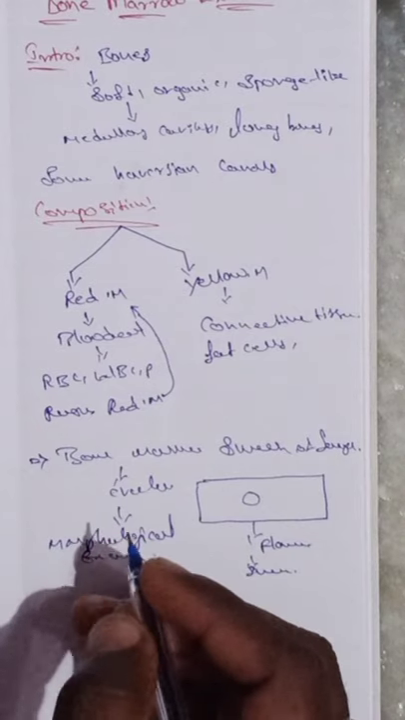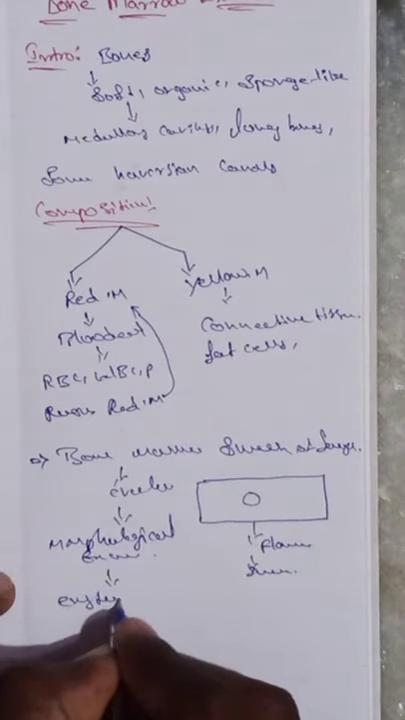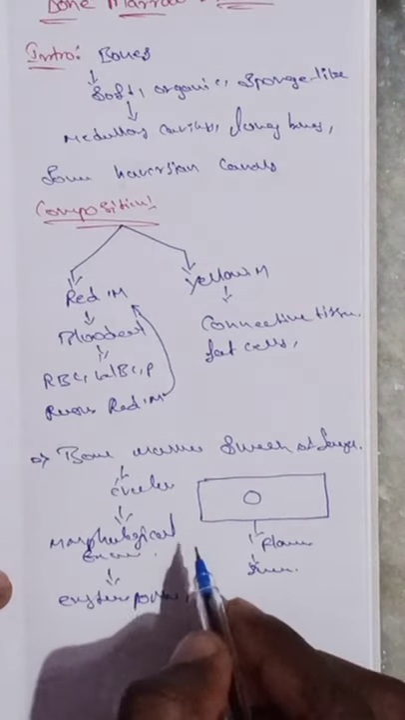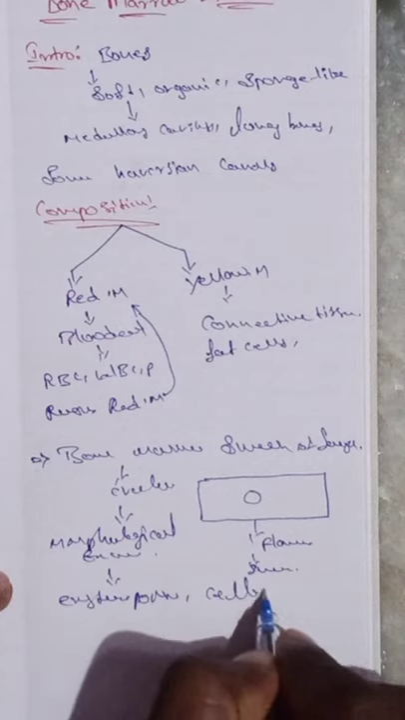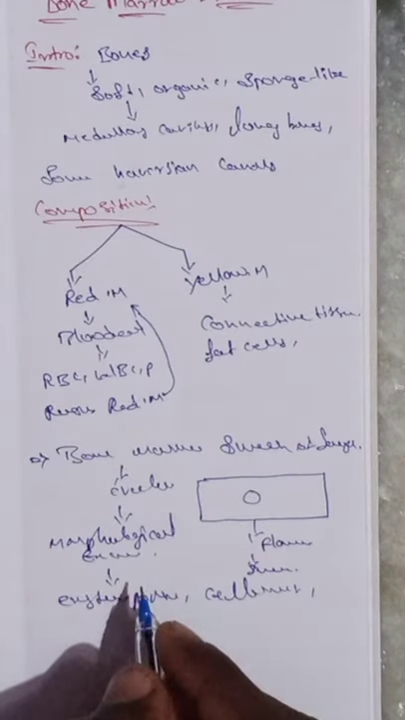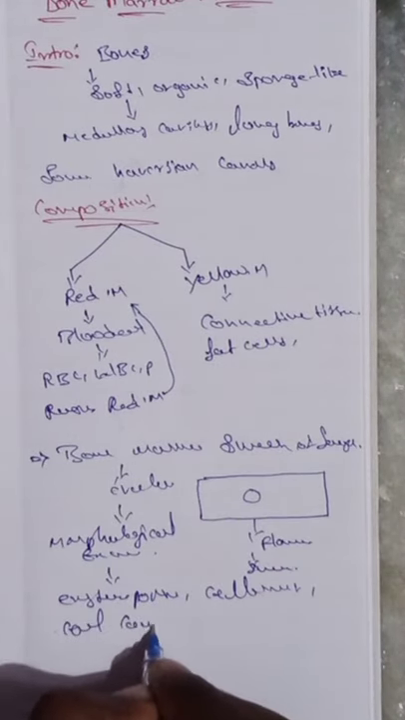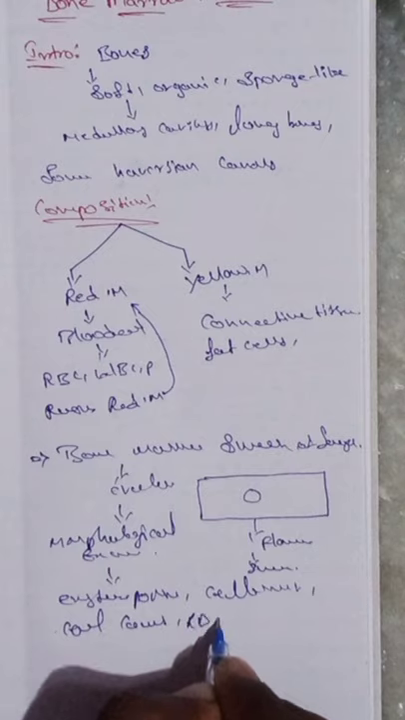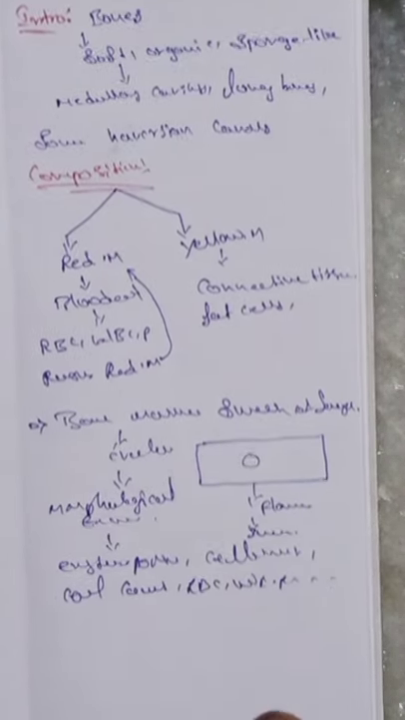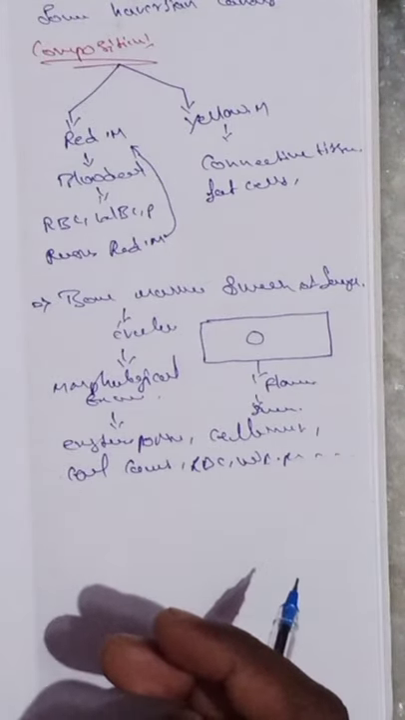So we are determining erythropoiesis, and the next one, cellularity, and the next one, differential cell count, meaning RBC, WBC, platelets, etc. These cell counts are done with the bone marrow examination.